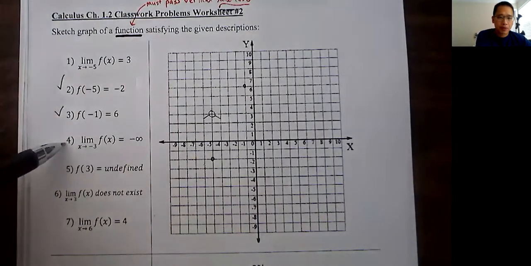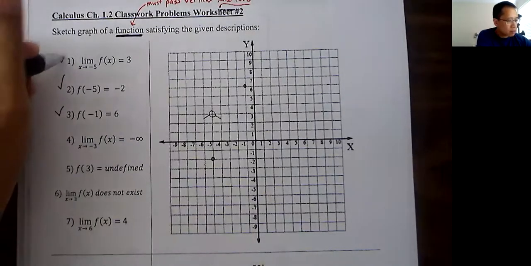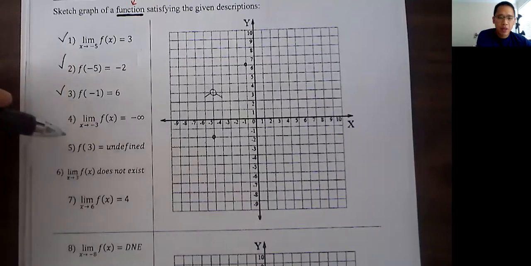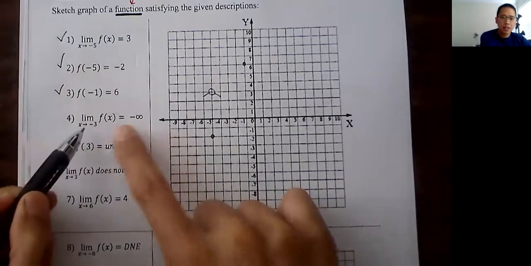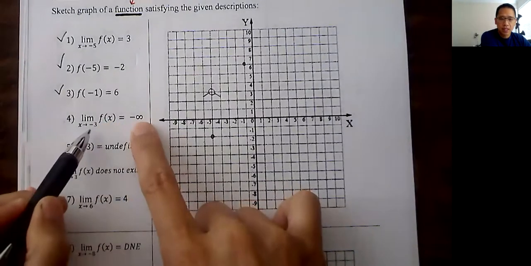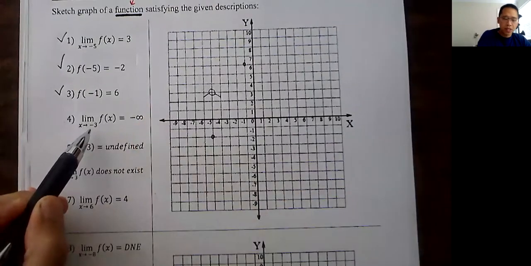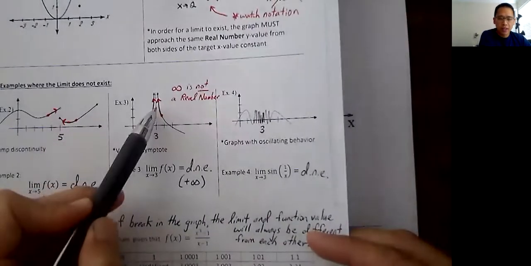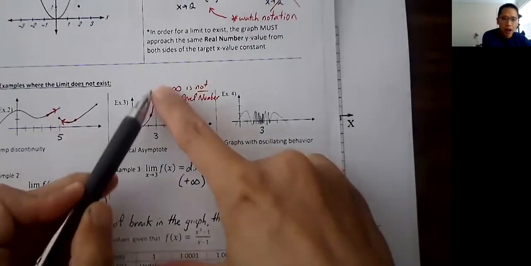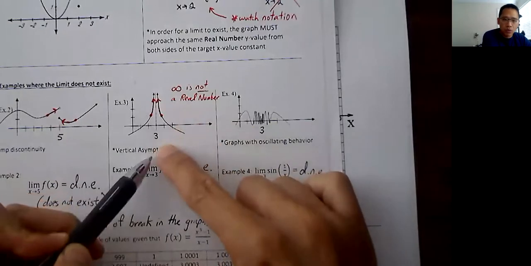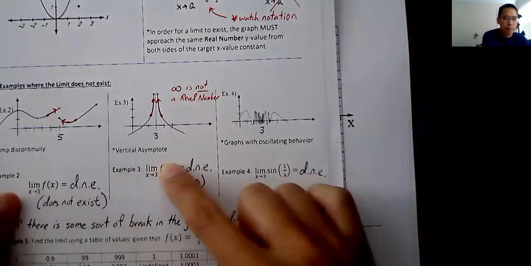All right, number 4 here. So I've taken care of this, I'll check that off. Limit as x approaches -3 is equal to -infinity. So what I want to happen here is I want both sides of the graph to move towards -infinity. What that tells us is that this is going to represent a vertical asymptote. So I want the graph to look something like this, but instead of both sides moving up towards positive infinity, I want both sides to move down towards -infinity.